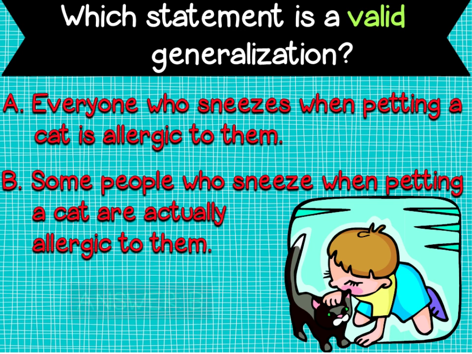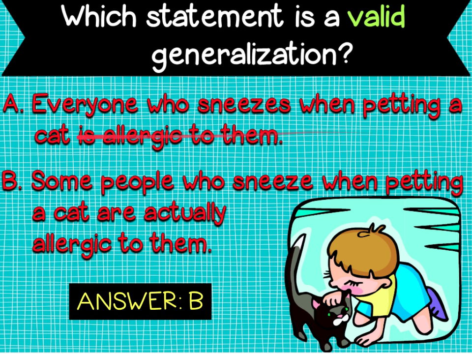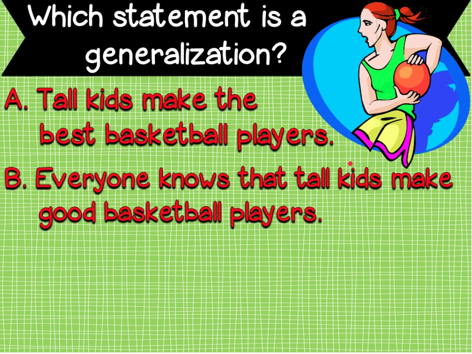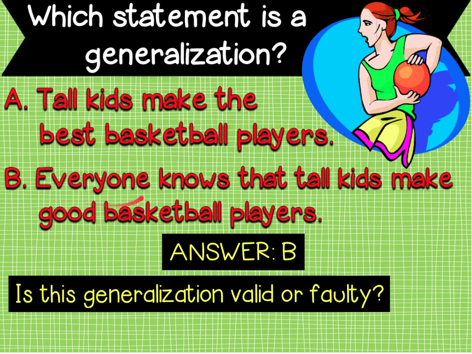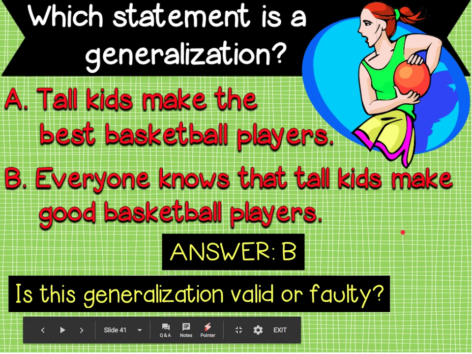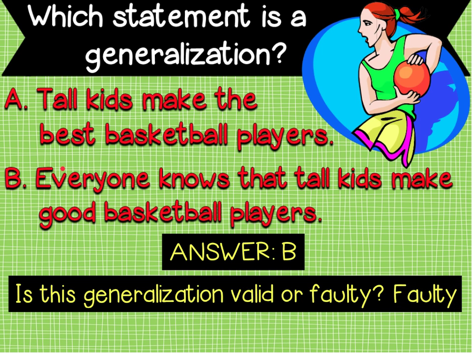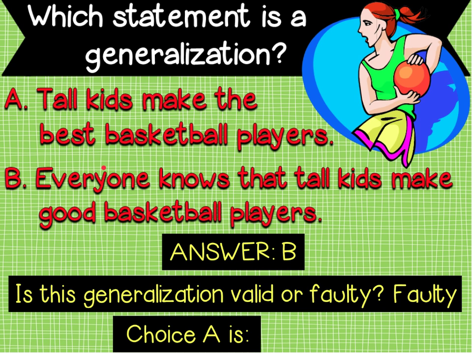Your answer choice is B. Your clue word is some. Everyone would make that a faulty generalization. The statement is a generalization, and that would be B, because even though it has everyone, which kind of brings our next question, is this generalization valid or faulty? Even though it makes it faulty, A is going to be an opinion, because they might not make the best basketball players.